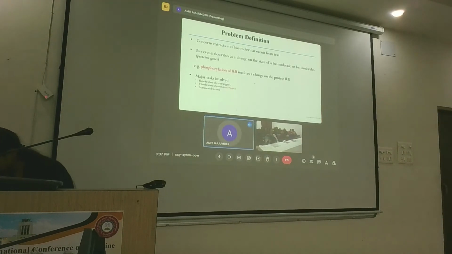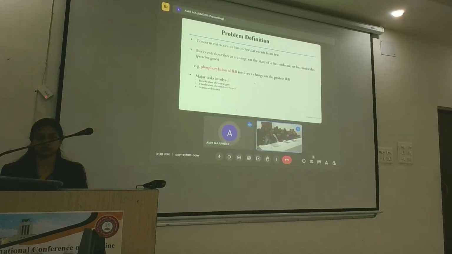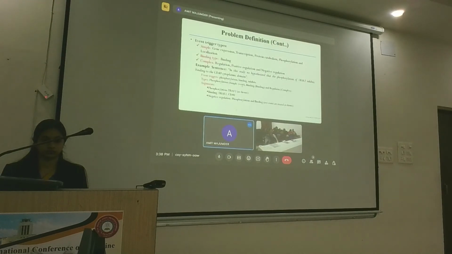And the major tasks involved are the identification of trigger words in the format of event triggers, then classifying the event, and then argument detection. So in this task, I actually focused on identification of event triggers. There are mainly three types of triggers. One is the simple type, which includes gene expression, transcription, proteins, and phosphorylation. So these are different event trigger types which are classified in the simple category.